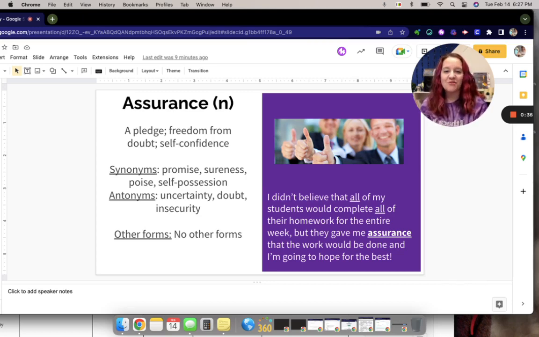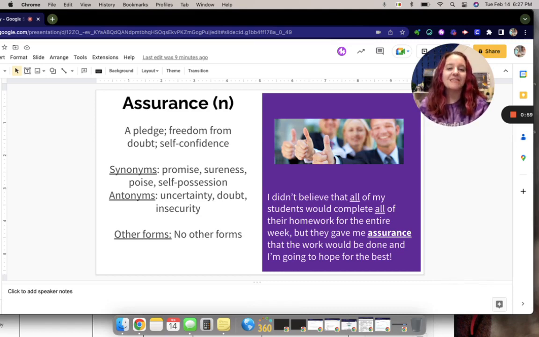Your synonyms are promise, sureness, poise, and self-possession. Your antonyms are uncertainty, doubt, and insecurity. And there are no other forms, although it is related to the verb form assured or assure. You can assure someone of something. Our picture, they're giving a nice thumbs up because they are giving assurance.